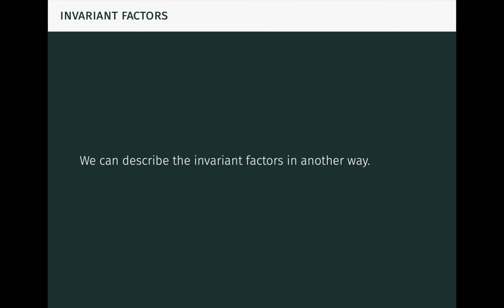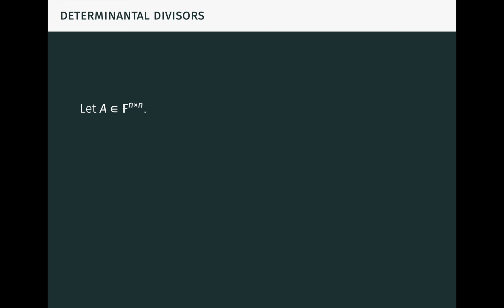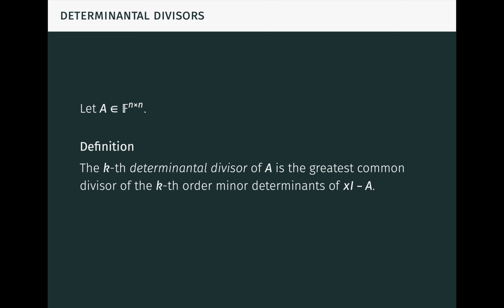We can describe the invariant factors in another important way, which gives us even more insight using determinants. Again, A is an n by n matrix over the field F. The kth determinantal divisor of A is the greatest common divisor of the kth order minor determinants of the characteristic matrix of A. This definition makes sense since the kth order minors of the characteristic matrix are polynomials over F, which have a greatest common divisor. We take that greatest common divisor to be monic. It's denoted like this, again to highlight the dependence on A.